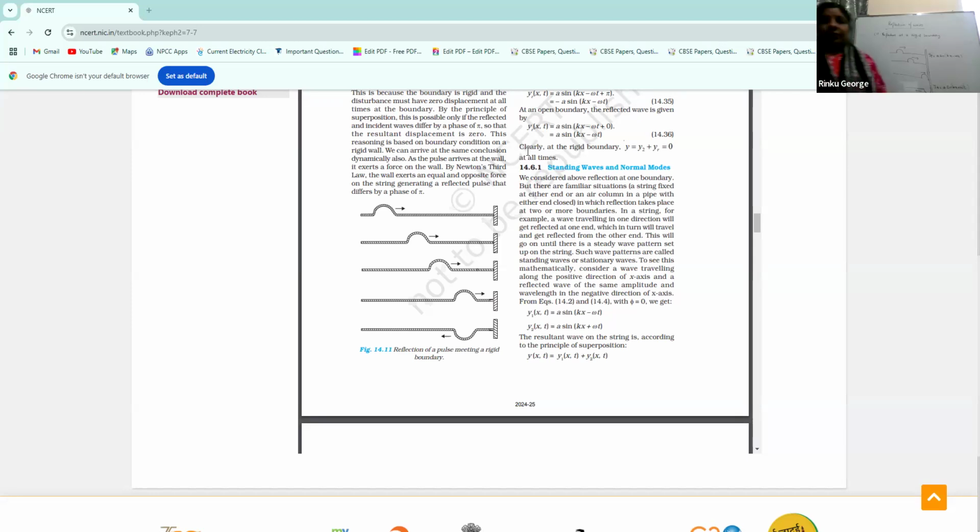Okay. So reflection at a rigid boundary is over, right? In your textbook only reflection through a rigid boundary is given. See the equation also, on a rigid boundary, kx minus omega t. You saw that, right? Now an open boundary is also there. For the open boundary, only the equation is given, so I'm only giving the equation.